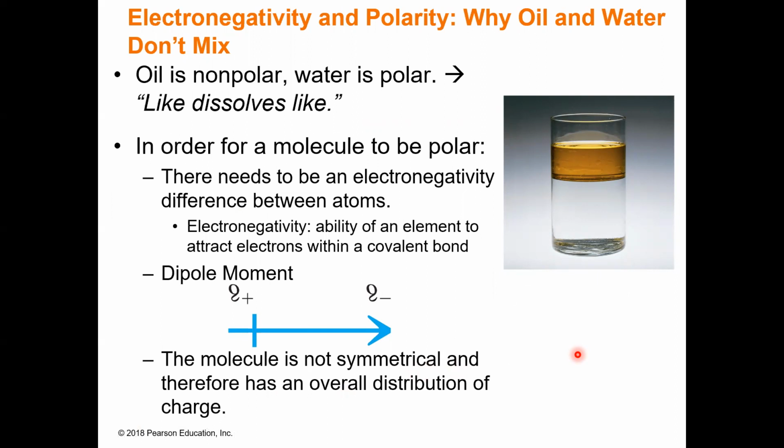Now let's look at electronegativity and polarity. So for example, why oil and water do not actually mix and they actually separate when you combine the two. This has to do with the polarity. Oil ends up being nonpolar and water ends up being polar. In this case, like dissolves like.